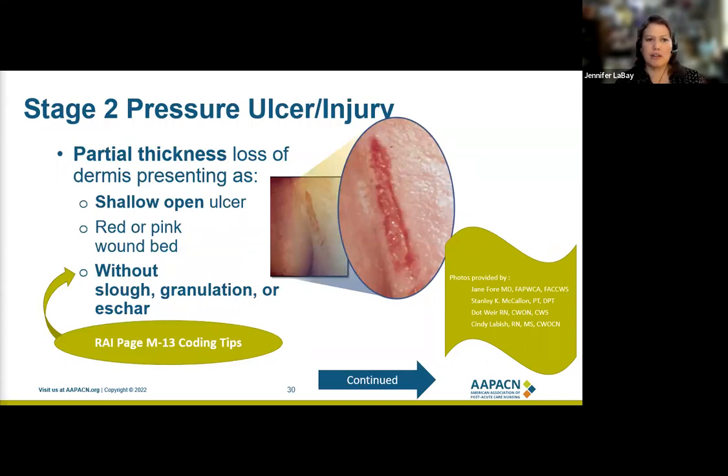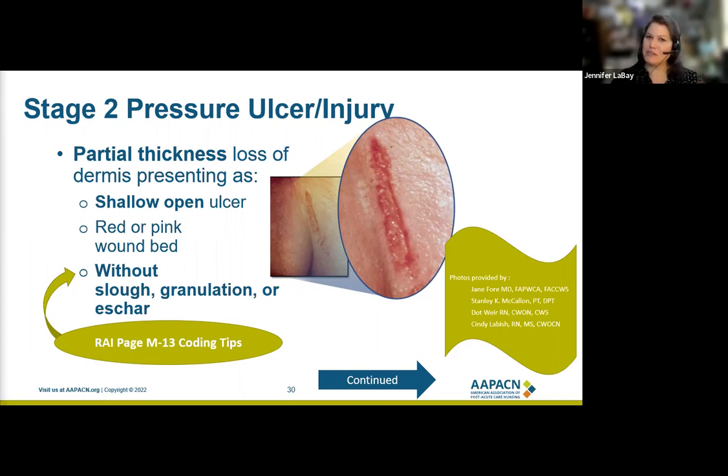So this is just a partial thickness loss of dermis. Shallow open ulcer, red or pink wound bed without slough, granulation or eschar. So in the coding tips on page M-13 of the RAI User's Manual, it tells you there cannot be slough, granulation or eschar in a stage 2 wound. A stage 2 wound doesn't anatomically go deep enough to grow those. In order to grow those types of tissue, it has to be deeper than that shallow ulcer.